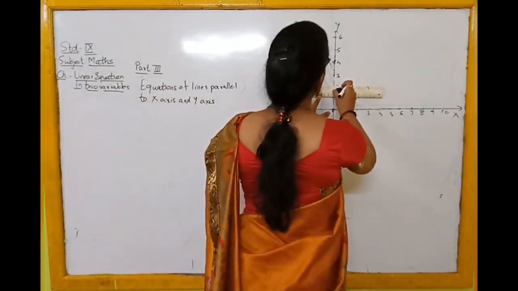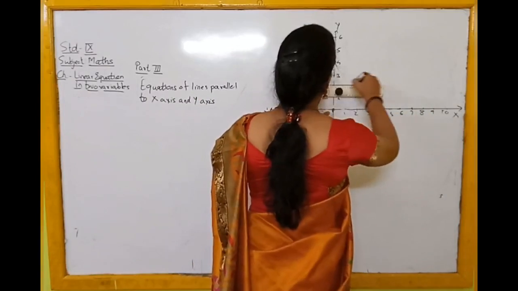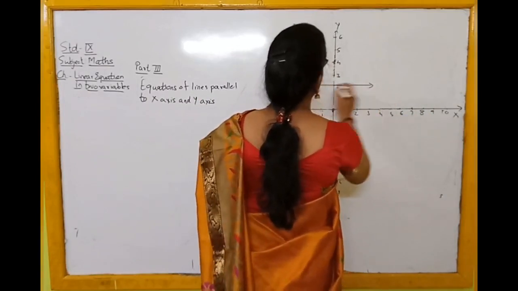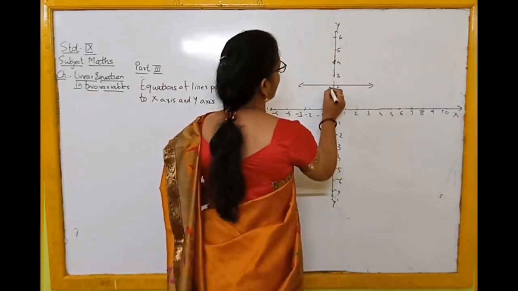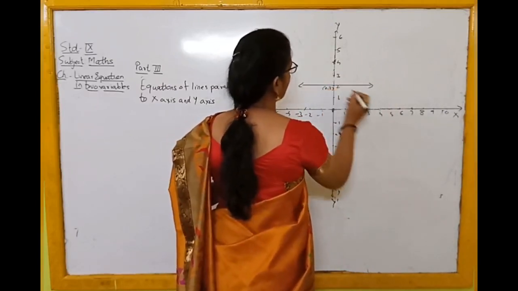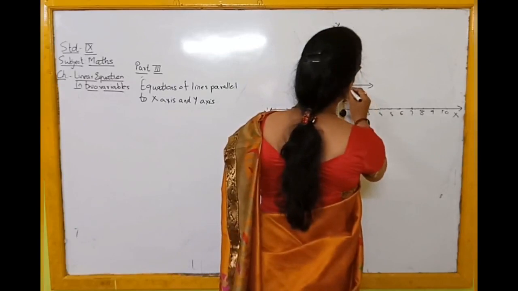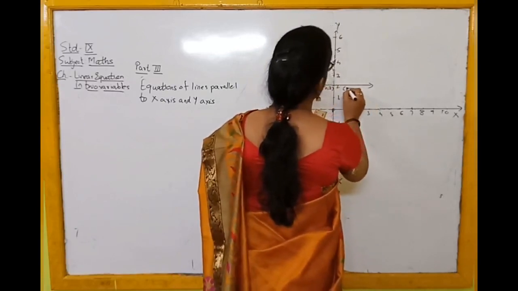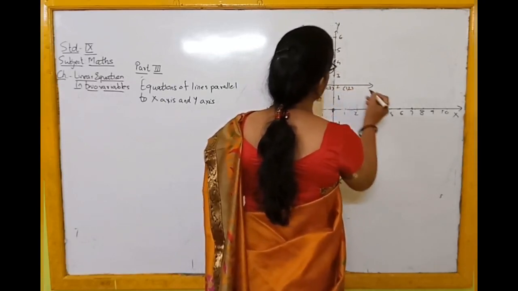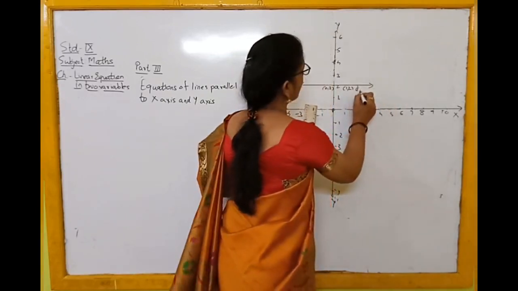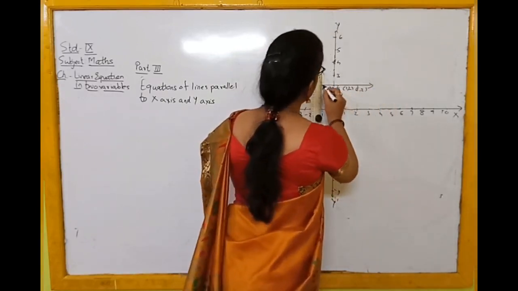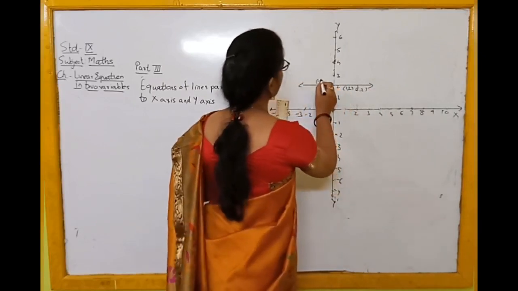Suppose it is passing through here, 2. So this is the line. So coordinates of these points are 0, 2. If you want to write the coordinates of this point, it will be 1, 2, 2, 2. Likewise, the coordinates of this point are minus 1, 2.